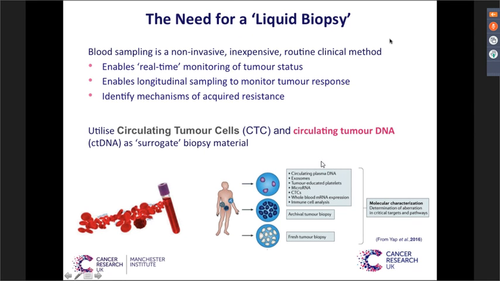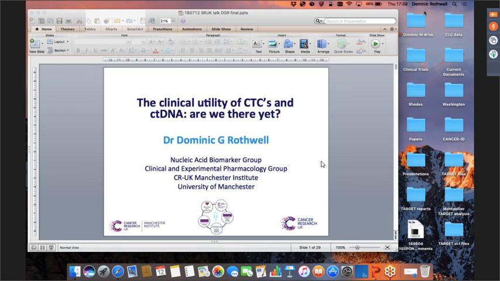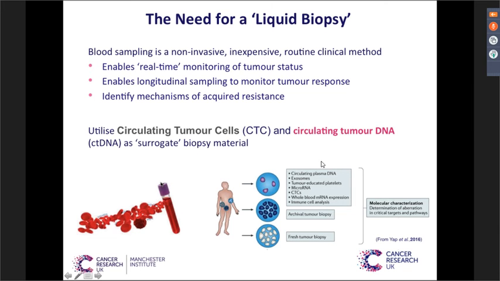So because of these reasons, then we've had a long-standing interest in the group for the use of liquid biopsies. For the main of this talk, we're talking about a blood sample. The advantage of using a blood sample is that its collection is non-invasive, and it's inexpensive, and it's easy to do, so you can collect them longitudinally off patients.